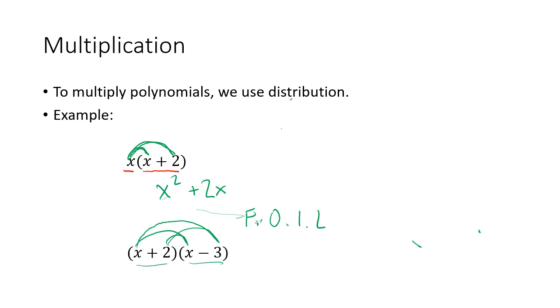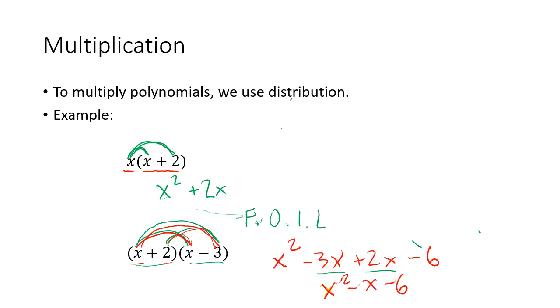And so the way this would work then is we would take x times x, which is x squared. We take x times negative 3, which is negative 3x. That's everything with the x. Now we'd go to the 2, and we say 2 times x. That's plus 2x. And then the 2 times the negative 3, that's negative 6. And then all we have to do is combine like terms here, because we have the negative 3x and the positive 2x. So this should just end up being x squared minus x minus 6. So that's how you do multiplication.